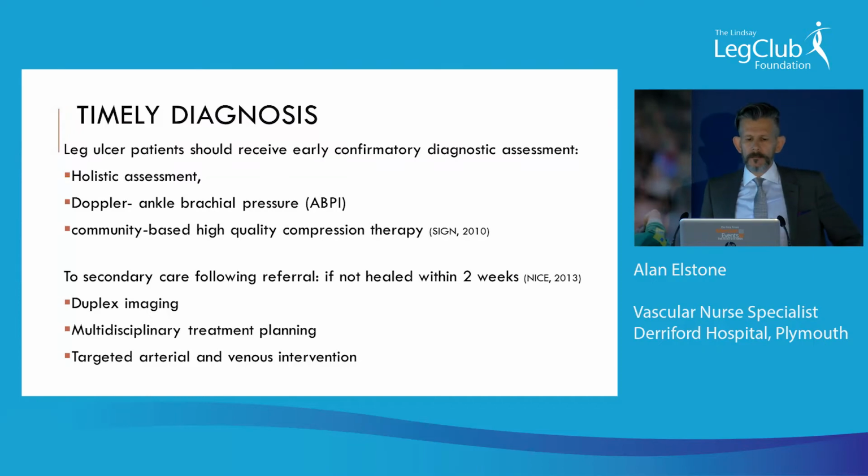So with timely diagnosis being the key, we've spoken about the SIGN guidelines, talking about holistic assessment, undertaking an ABPI, and starting compression in the community. As was alluded to yesterday in one of the presentations, NICE, under their guidance CG168 on varicose veins, decided that patients with lower limb ulceration, symptomatic veins and skin changes should be referred for duplex imaging, multidisciplinary treatment planning, and targeted arterial and venous intervention.